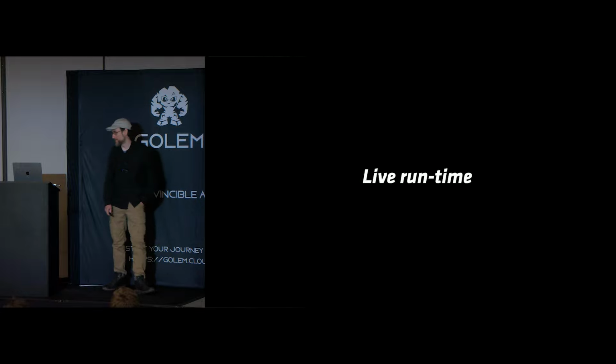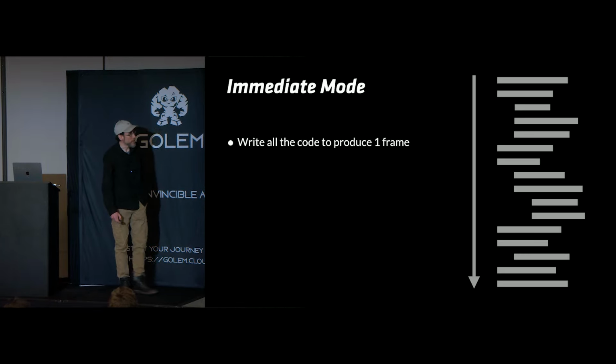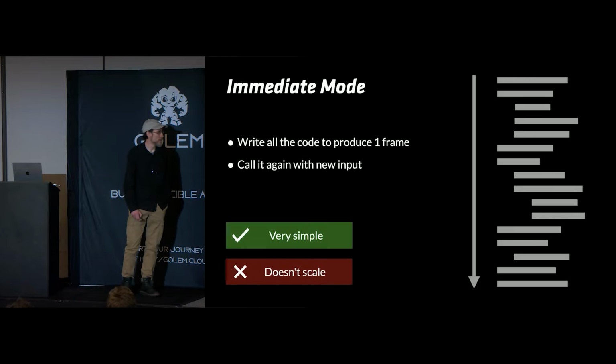So the live runtime, what is it? Well, I mentioned immediate mode. Write all the code to produce one frame. Call it again with new input. Very simple, doesn't scale. How can we improve upon this?